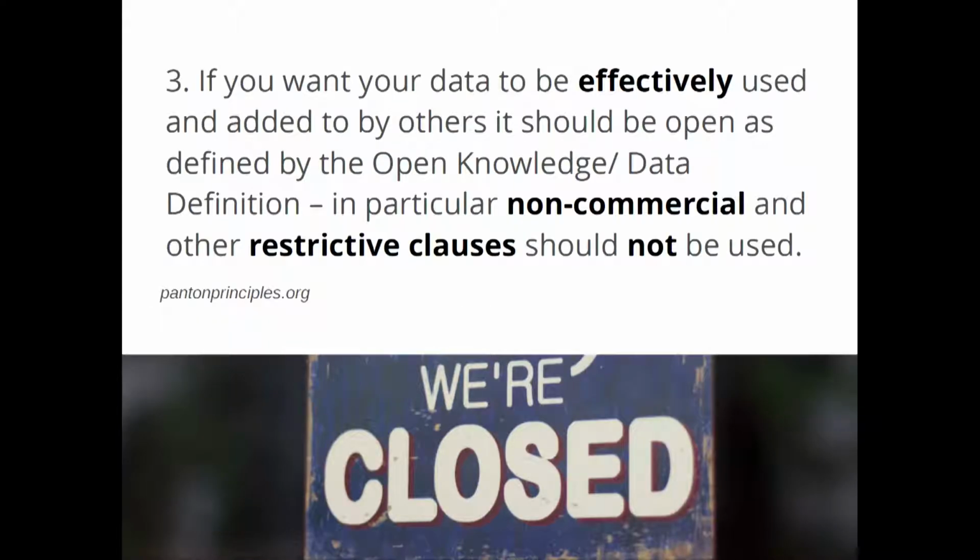And so going further, the Panton Principles suggest that if you want your data to be effectively used and added to by others, so we're going back to that right to reuse and to redistribute, it should be open as defined by the open knowledge or open data definition, which we just went through. And in particular, non-commercial and other restrictive clauses should not be used. So what it's saying here is that if you want to uphold the idea that anyone should be able to use your data, putting something like a Creative Commons non-commercial license on doesn't cut the mustard in this situation.